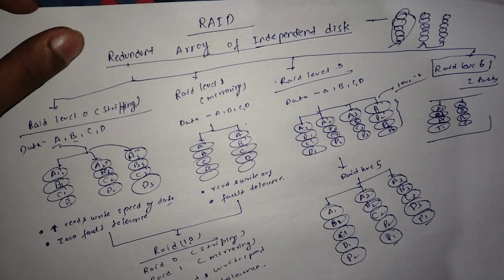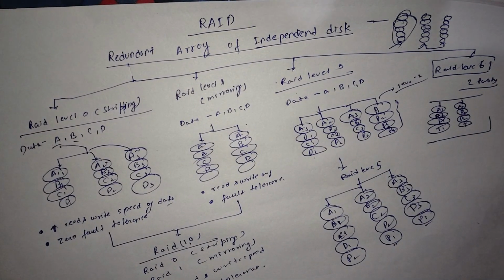These are all the RAID levels of parity. I thought that you all understand well. Thank you.